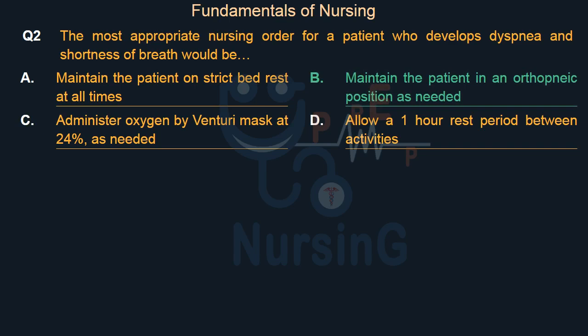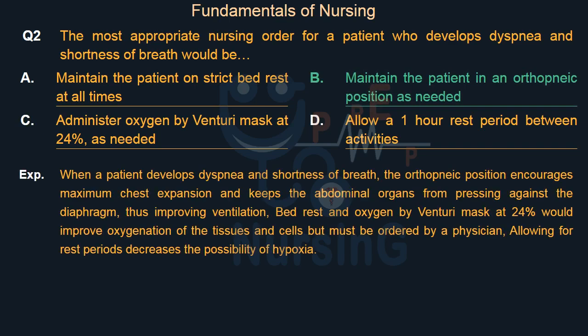Maintain the patient in an orthopneic position as needed. When a patient develops dyspnea and shortness of breath, the orthopneic position encourages maximum chest expansion and keeps the abdominal organs from pressing against the diaphragm, thus improving ventilation. Bed rest and oxygen by Venturi mask at 24% would improve oxygenation of the tissues and cells but must be ordered by a physician. Allowing for rest periods decreases the possibility of hypoxia.